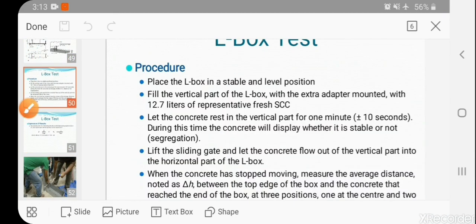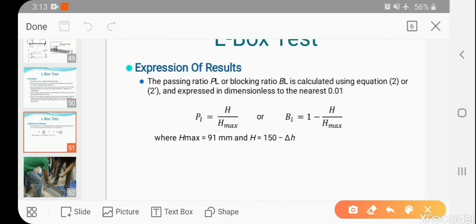Measure the average height. And with respect to the formula, the expression of the result, the passing or blocking ratio BL is calculated by H divided by H max, or one more equation, BL is equal to 1 minus H divided by H max. Here H divided by H max is 91 mm and H is 150 minus delta H.